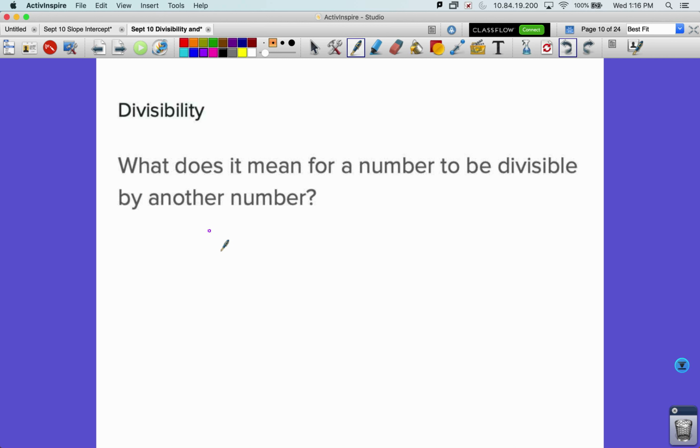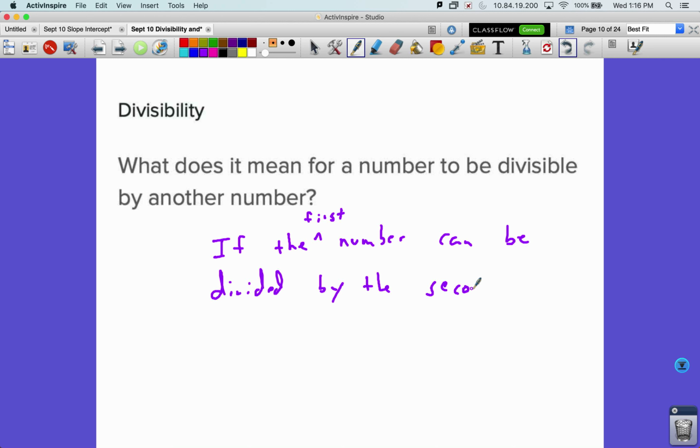All right, divisibility. What does it mean for a number to be divisible by another number? All right, if the number can be divided, say if the first number can be divided by the second number without a remainder.